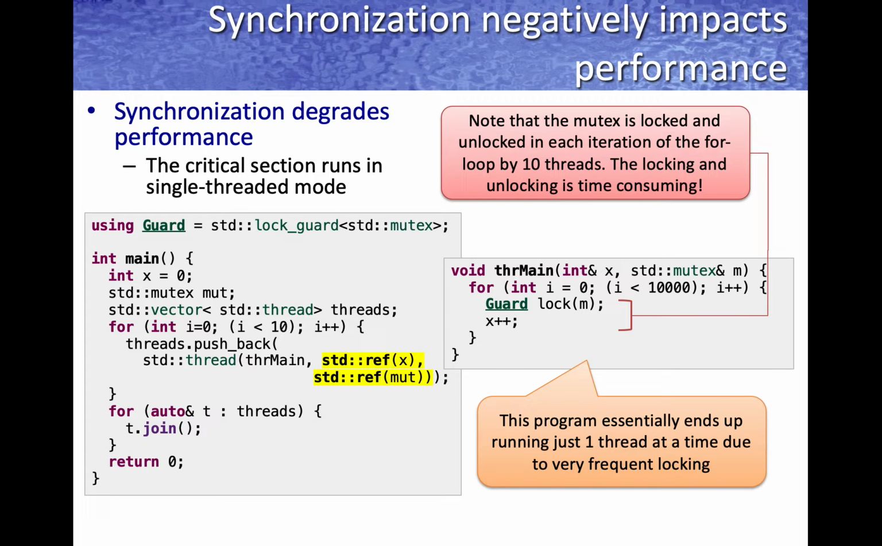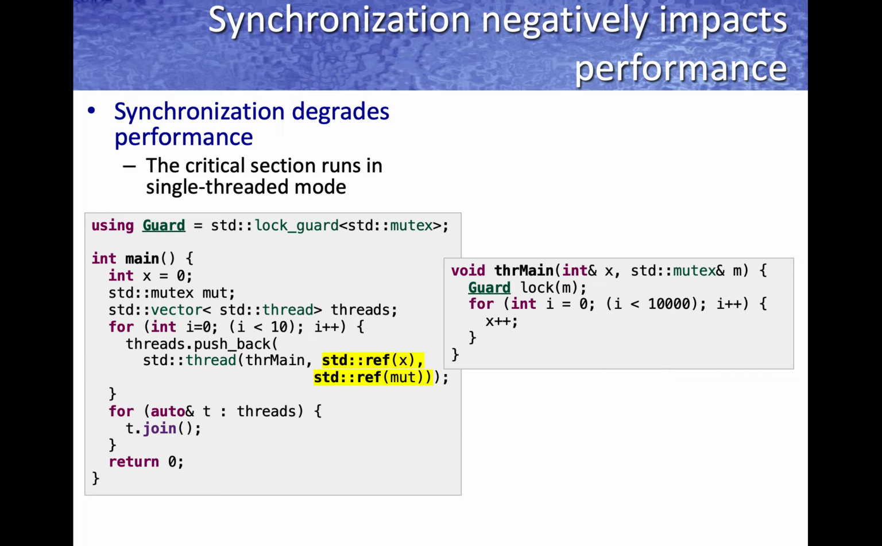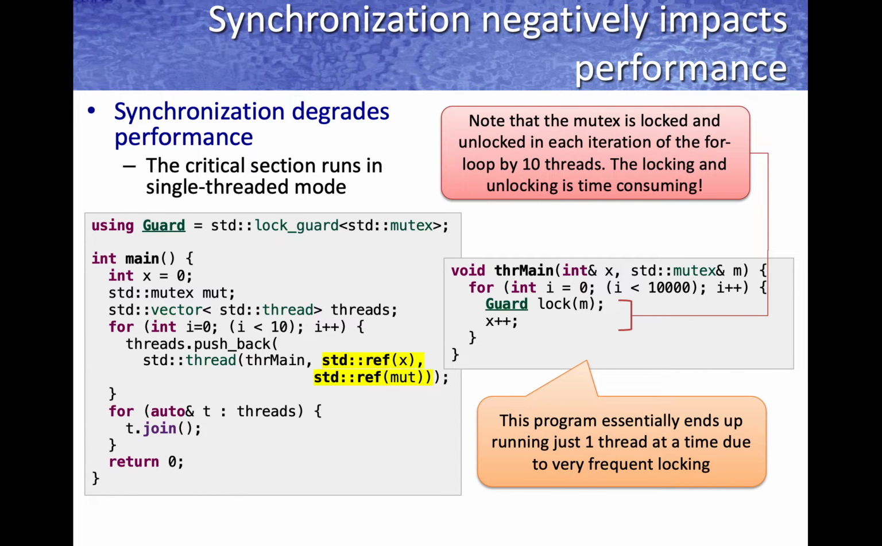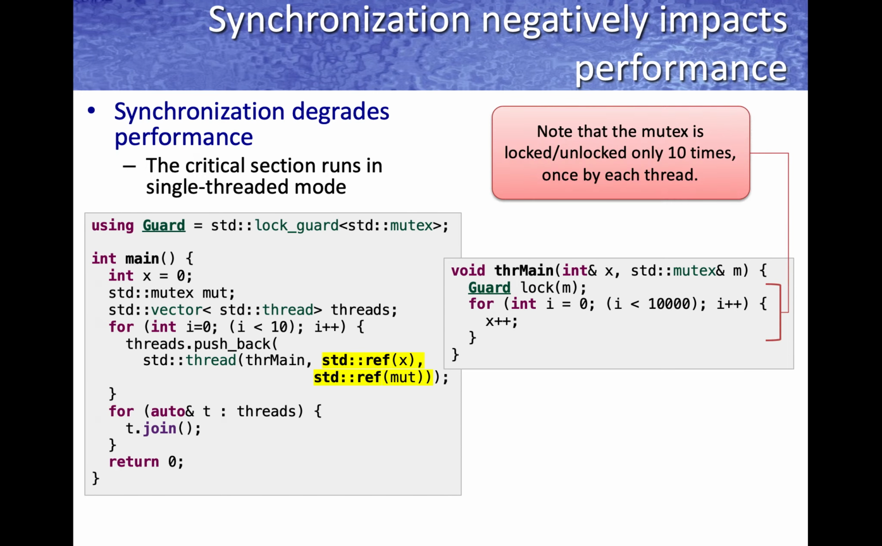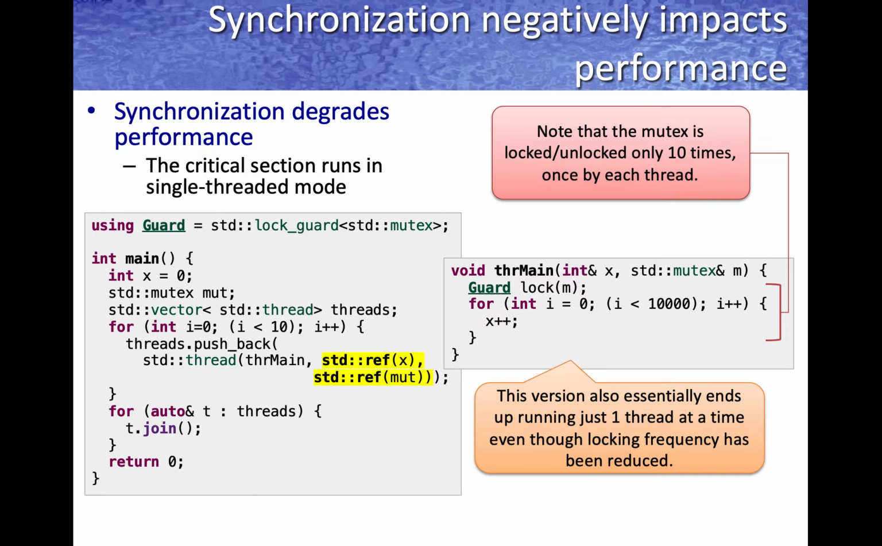So for example, here we could move the lock outside of the for loop. Notice that in the previous section, the lock was inside. Now we're moving the lock outside the for loop. In this case, again, the mutex is locked and unlocked only 10 times, once by each thread. However, again, in this specific example, essentially only one thread runs at a time, because only one thread can get a lock at a time, and all of the other threads are going to block and wait to enter the critical section to run that for loop. So even in this case, the performance is not very good.